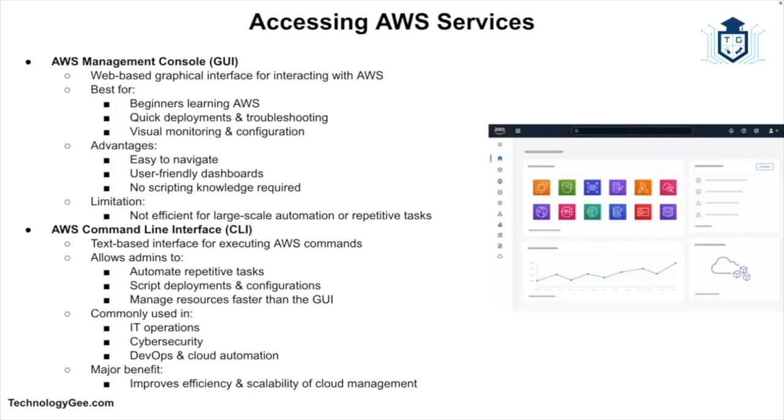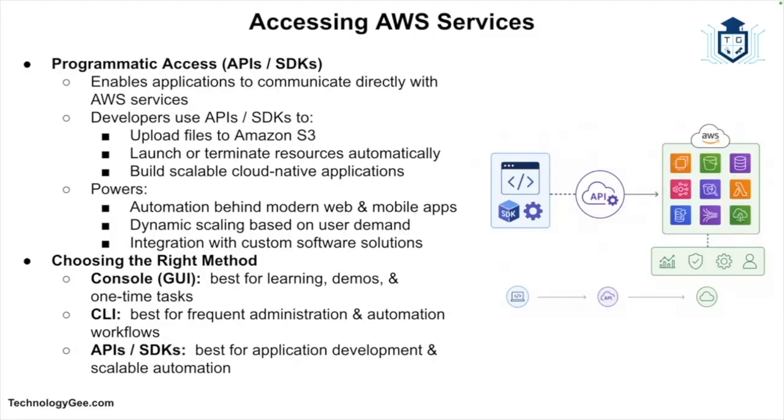The CLI, this is where things start to get more efficient because it allows you to execute commands quickly, script operations, and integrate with automation workflows. So if you're working in IT, cybersecurity, or DevOps, this is a must-learn tool. And then you have programmatic access using APIs and SDKs, and this is how developers interact with AWS inside applications. So for example, an app might automatically upload files to S3 or spin up resources based on user demand, and all of that is happening through APIs behind the scenes.